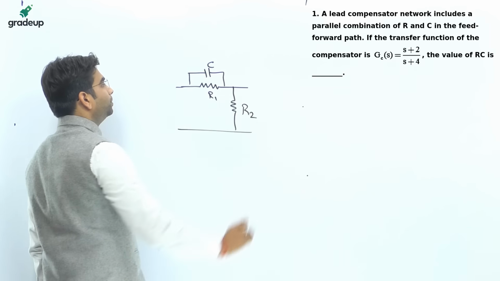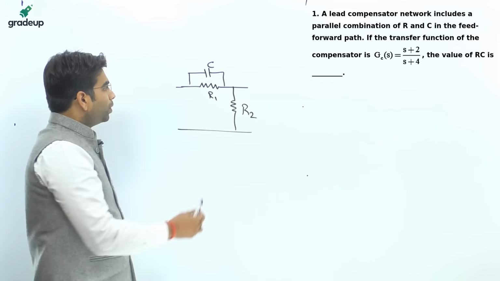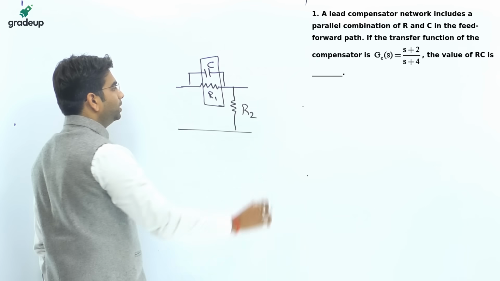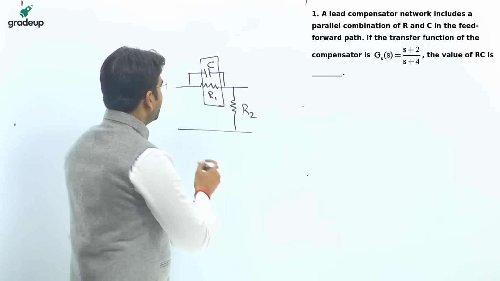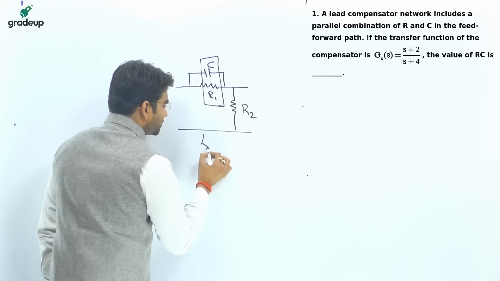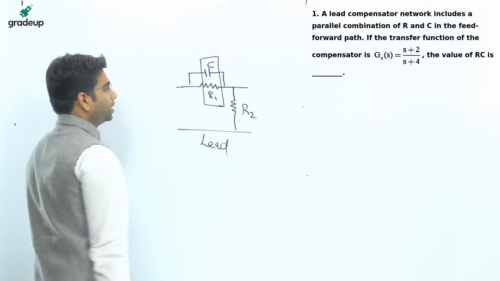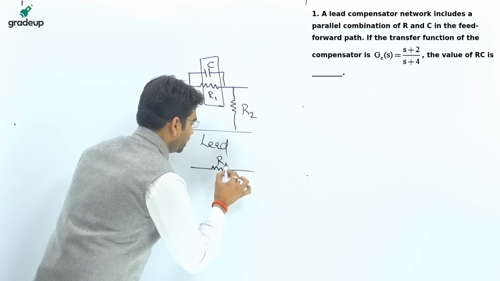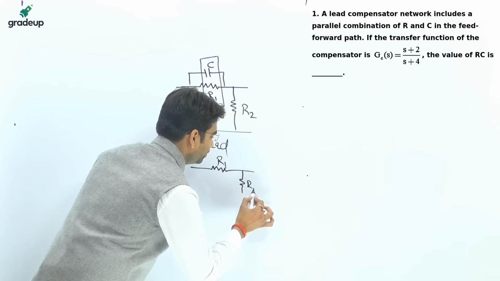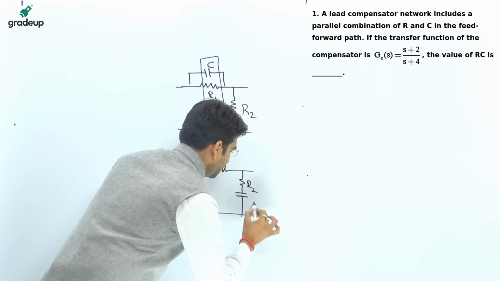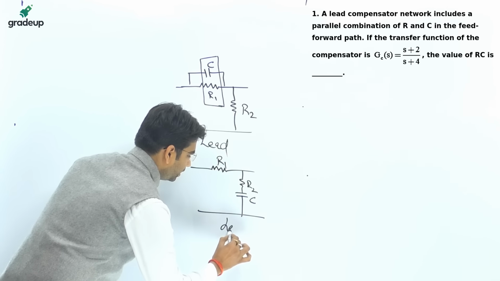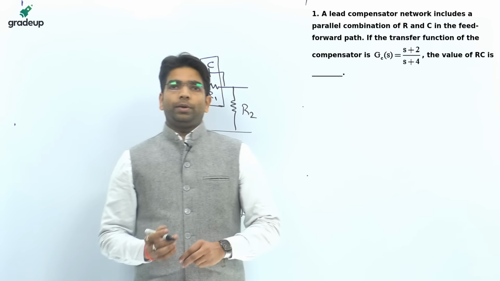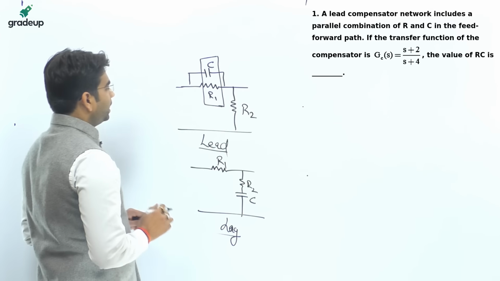R2, R1, C1. Okay, there is C. So it is R and C in parallel combination. It will be of lead compensator. If it is like this, that R1, it is R2, and it is C, then it will be of lag compensator. What is the speciality of lead and lag compensator?